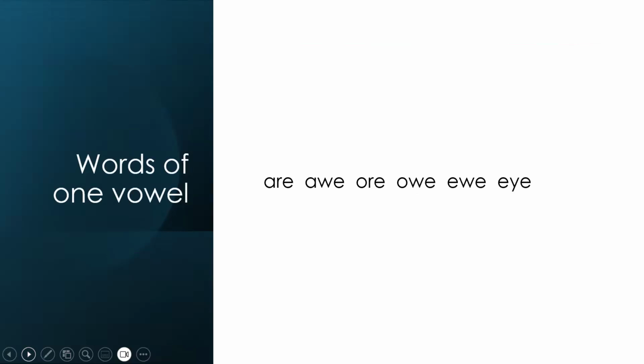Words made up of a single vowel were distinguished from the vowel sound by adding an E. So we get or, o, u, and e, now pronounced I.